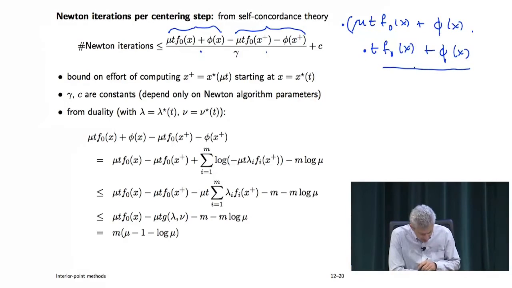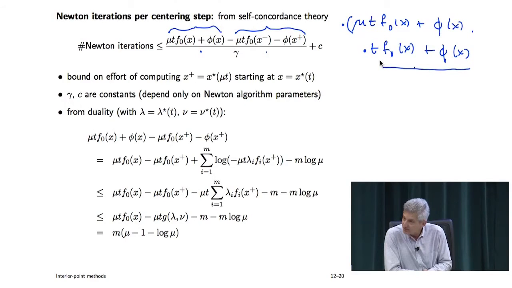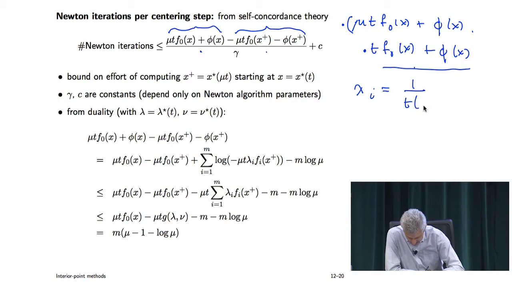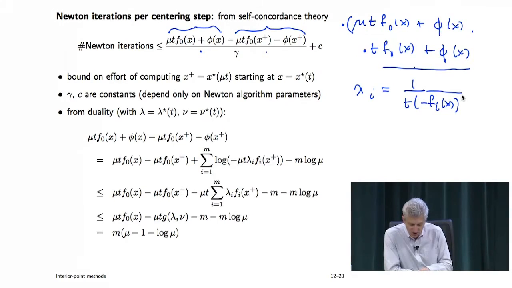So I'll go over a little bit of this. It's probably a bit too complicated to do in lecture, so it's the kind of thing you have to work out on your own. And I'll just say a couple of things here. So here, when x is the minimizer of this, and we define, if you remember, lambda i to be 1 over t times minus fi of x, right? And these are dual feasible points, right? And in fact, they're the ones that give you the duality gap exactly m over t.